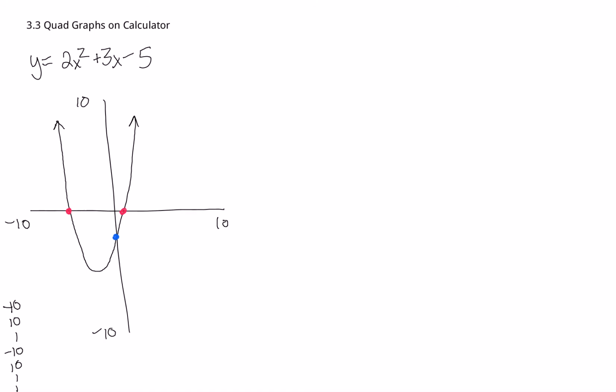And the other key part to the graph that's often asked is, what is the vertex? The vertex is just going to be the peak of the graph, either the maximum or the minimum, depending on how the graph is. So for this example, the vertex would be the bottom part, that minimum part of the graph. So we're looking for each of those.